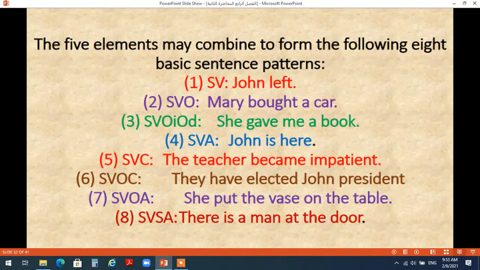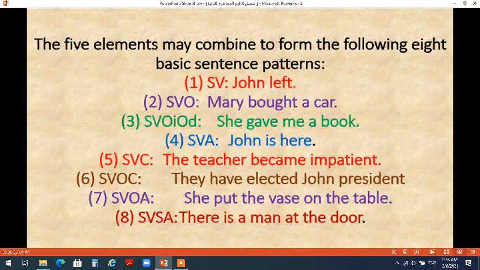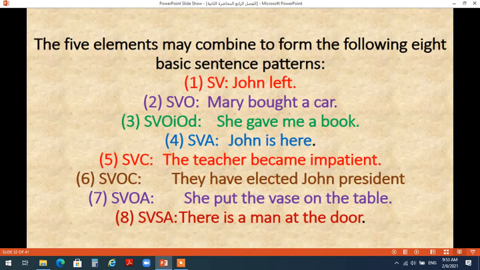إذا راح يكون عندي there هو الفاعل و is هو الفعل. a man راح يكون هو الفاعل الثاني و at the door راح يكون هو الadverbial. كما تلاحظون هذا النوع غير شائع كثيرا مثل الأنواع الأخرى ودائما يأتي بهذه الصيغة، يأتي ب there is or there was وثم فاعل آخر ثم adverbial.